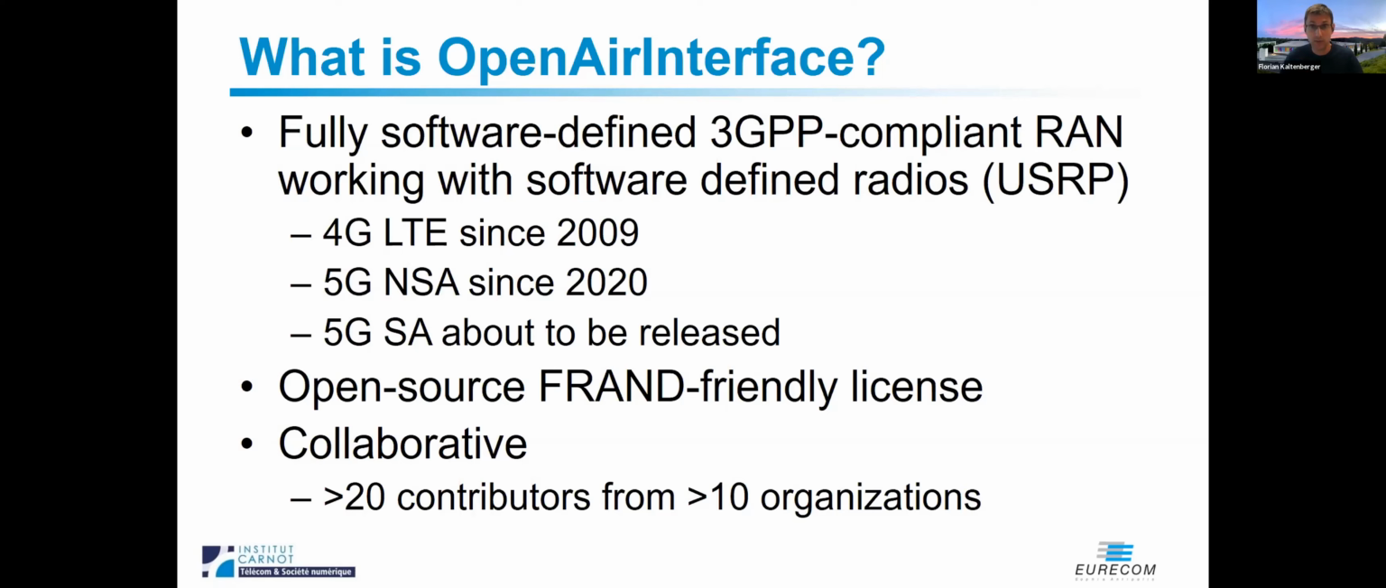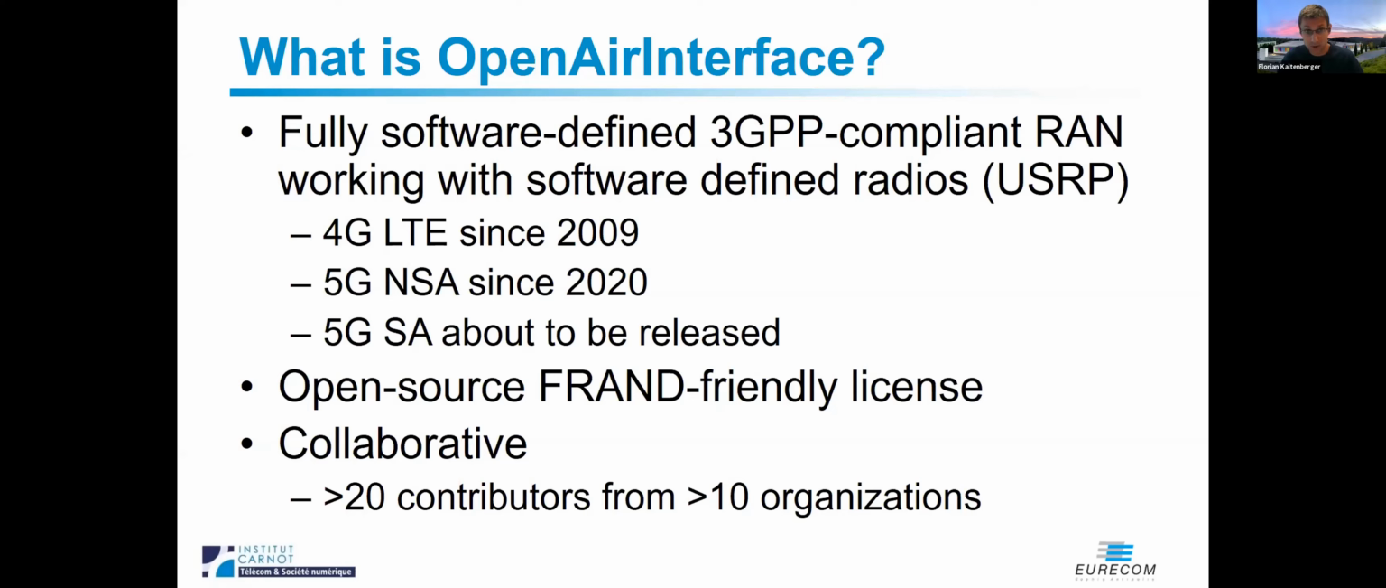OpenAir Interface doesn't only provide the radio access network; it also provides an implementation of the core network, both 4G and 5G. So with OpenAir Interface, you can build your own network, completely compliant with 3GPP. You take a bunch of computers, some USRPs, and a commercial phone, and you have your own 3GPP-compliant network.